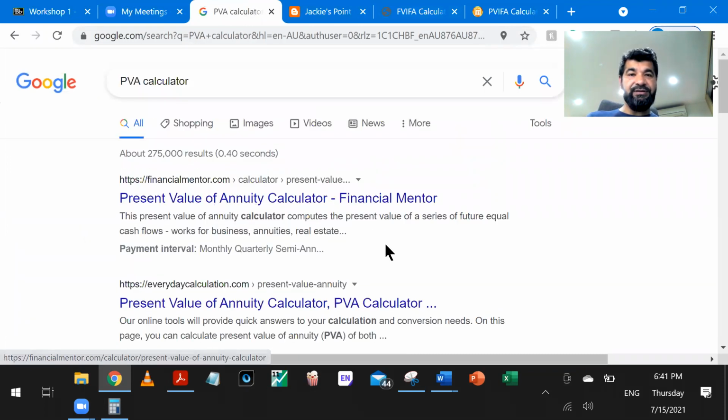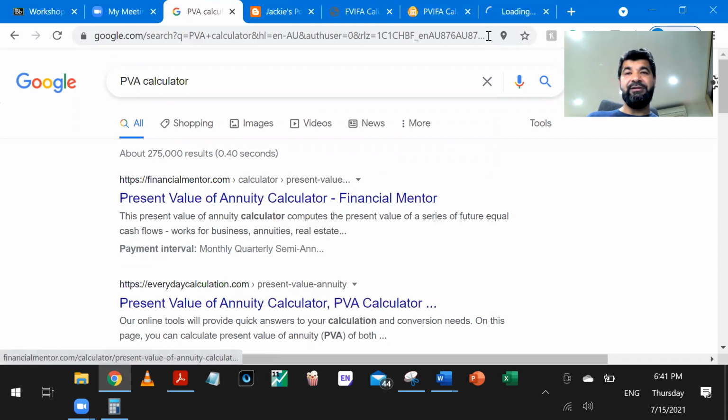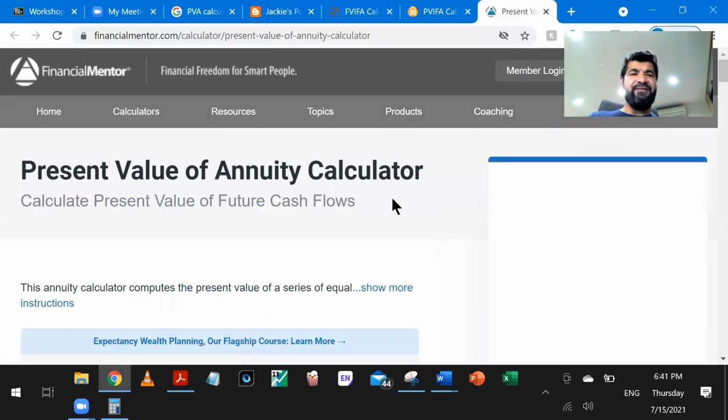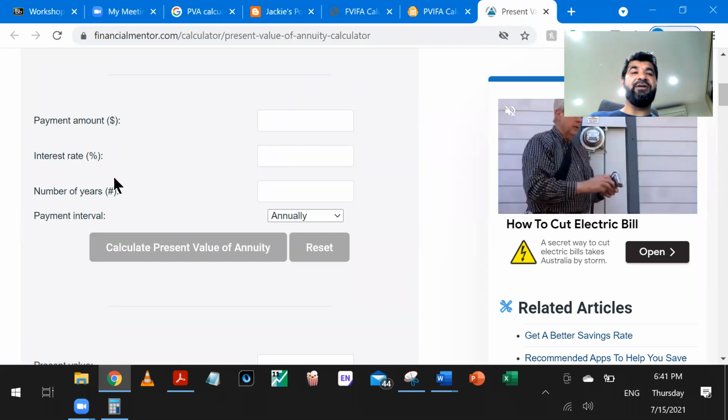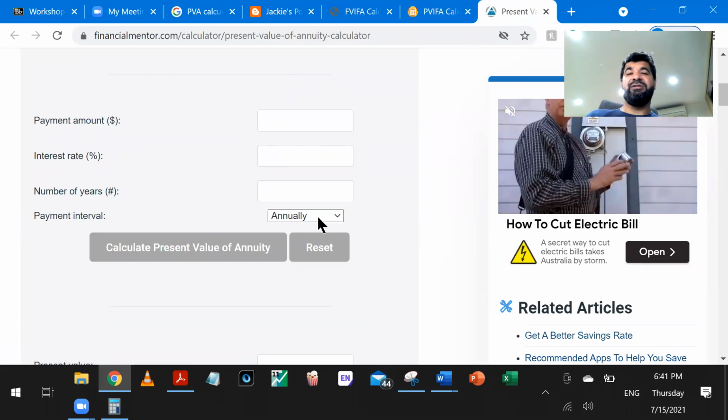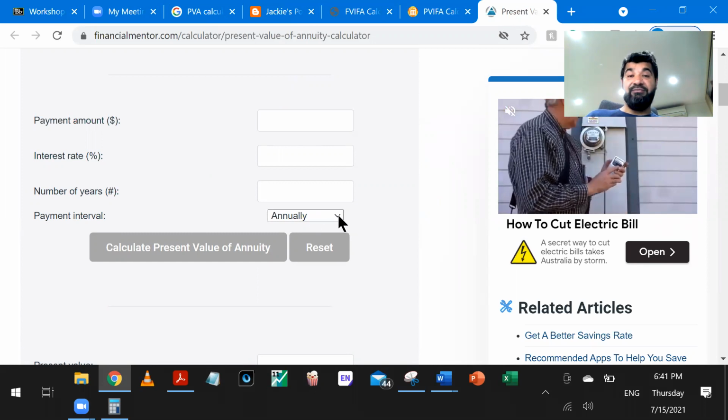there is an annuity calculator here. There are lots of calculators out there for these things. Okay. Payment, now here multiply the payment amount. Interest rate, number of years, payment, how much? And yeah, they have compounding too. Yeah, that's good.